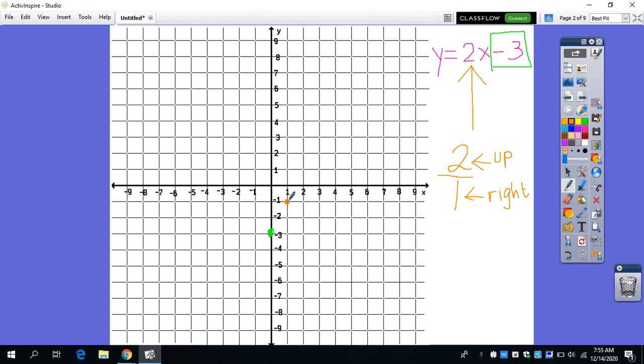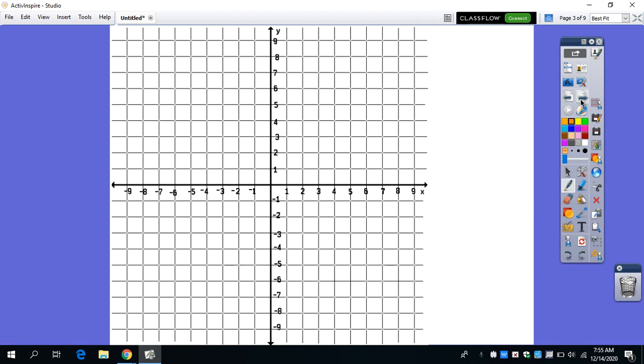Boom. I got 2 points. I can technically make my line, but I'm going to do one more. Up 2 again, over 1. For me, 3 points is enough. I'm going to connect my line as straight as I can possibly make it. Boom. And boom. That's my line.